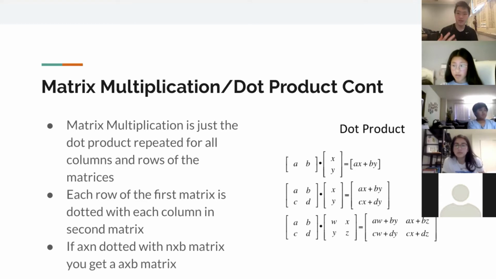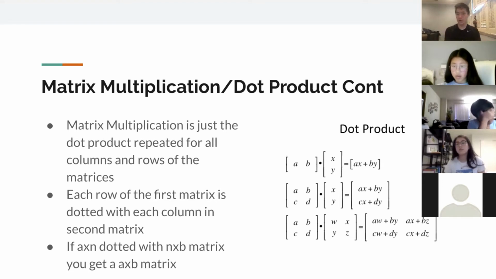But the other way you can think about this is for each row in the first matrix, you're dotting it with the column in the second matrix, right? So you take AB, that's the first row, and you dot it with XY. That's what the thing above is, AX plus BY. But then you take the second row, which is CD, and you dot that with XY. So then you get CX plus DY.